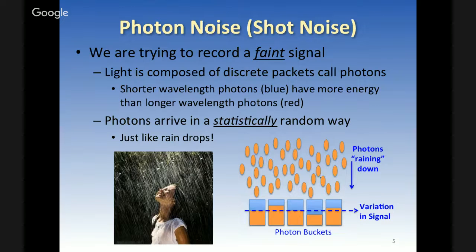And they arrive in a statistically random way. And in fact, they arrive exactly like raindrops. The statistics that govern the way photons come down is exactly the same as the way raindrops fall.